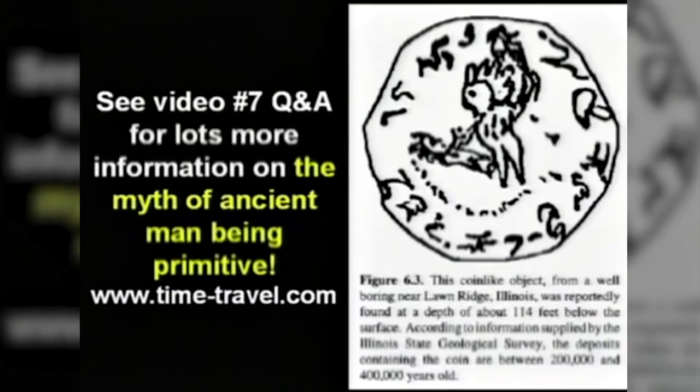We can't have you find something that goes against our theory, because all of the books we've printed talk about how wonderful the theory is, and now you're going to make us rewrite all these books, so you're fired. This coin was found by a well driller in Illinois, over 100 feet below the surface, never was analyzed. The flood buried that world.